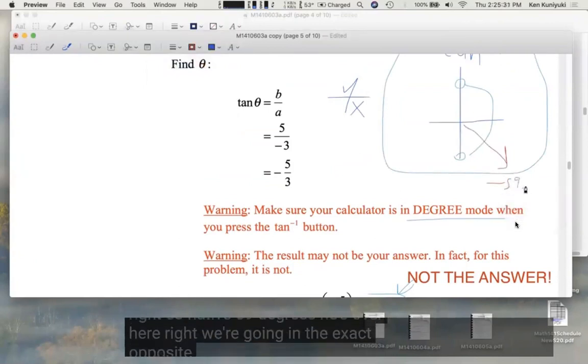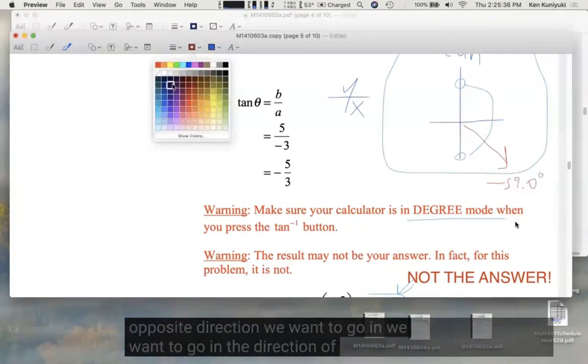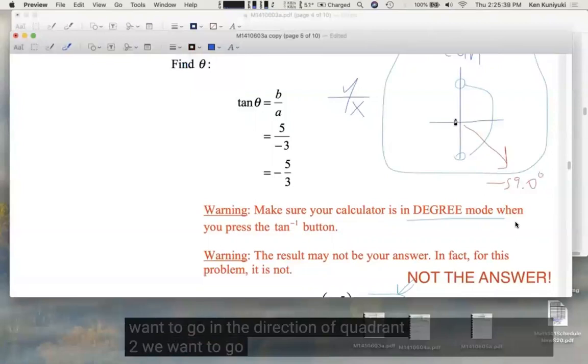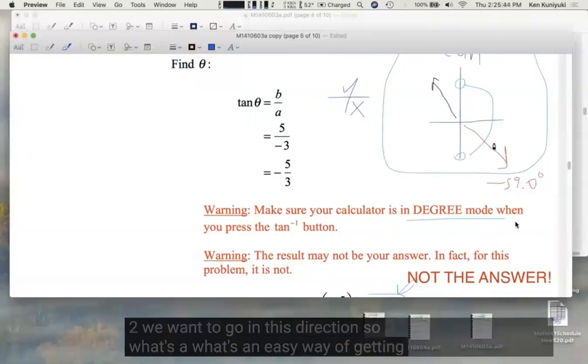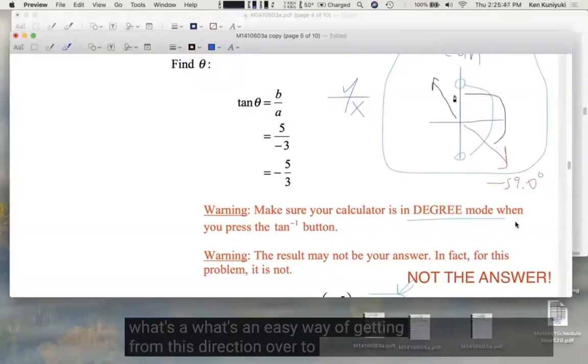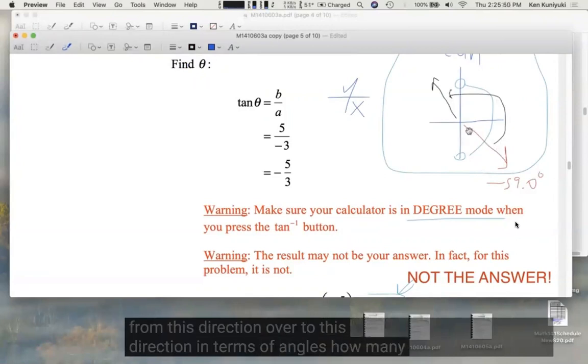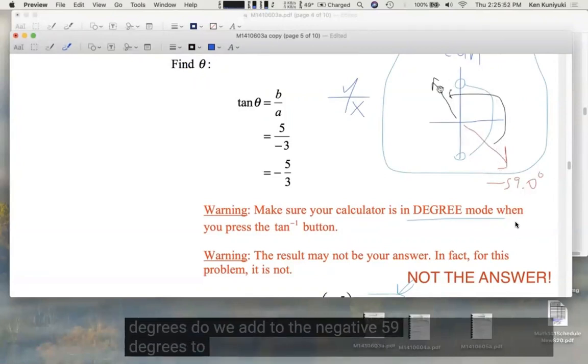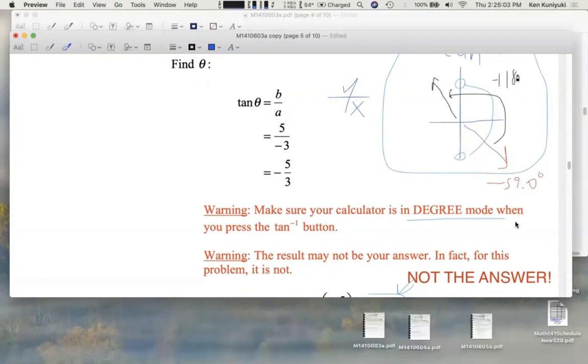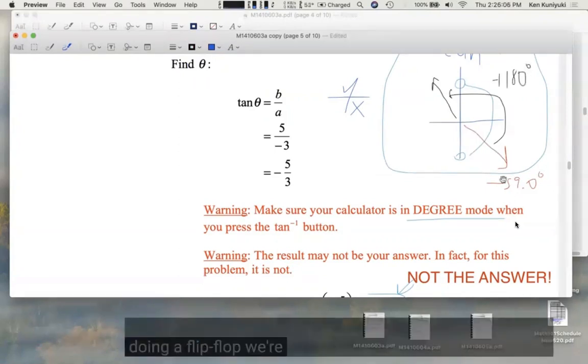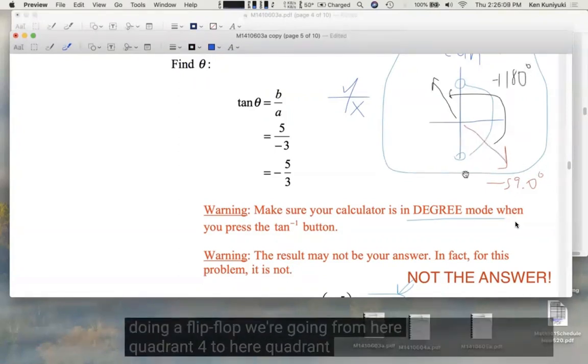We're going in the exact opposite direction we want to go in. We want to go in the direction of quadrant two. We want to go in this direction. So what's an easy way of getting from this direction over to this direction? In terms of angles, how many degrees do we add to the negative 59 degrees to get to this correct direction over here? We add 180 degrees. It's like a politician doing a flip-flop. We're going from here, quadrant four, to here, quadrant two.